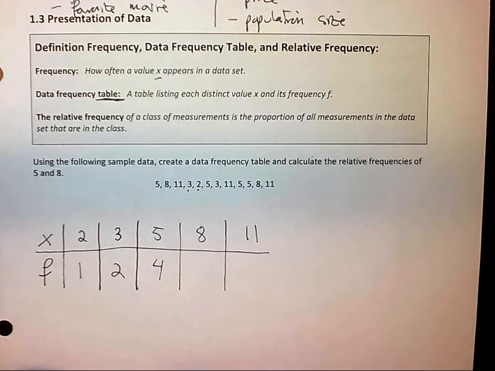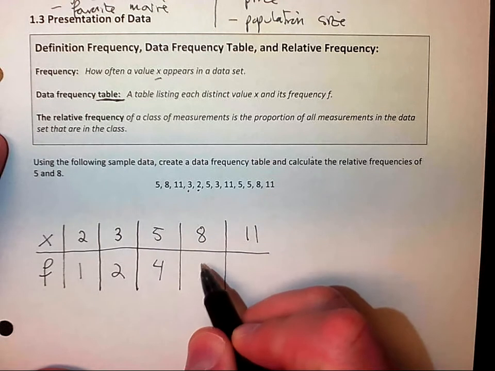Is that kind of just like a stem and leaf plot? No, it's not a stem and leaf plot. It's actually very different from a stem and leaf plot. We're going to go over a stem and leaf plot here in a couple minutes. This is the data frequency table, and you're just saying how often these x values occur, which is different than the stem and leaf, but we'll see the differences here in a couple minutes.